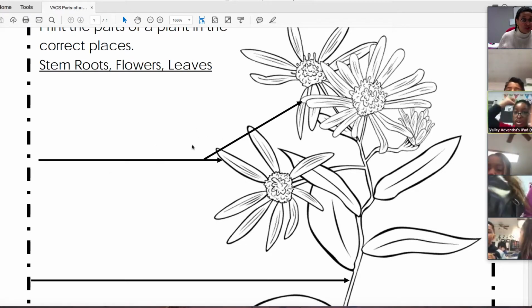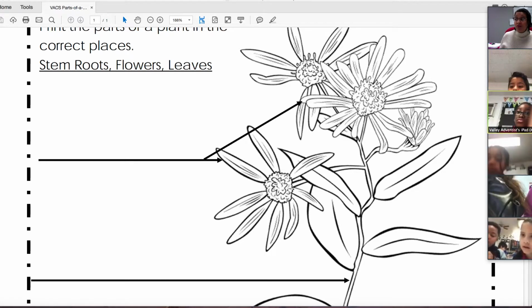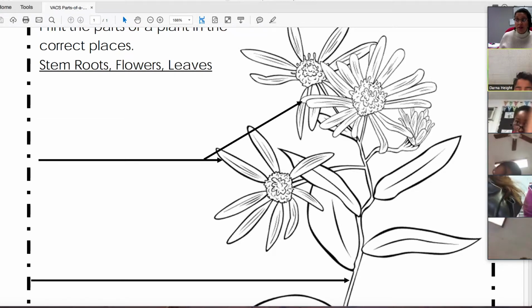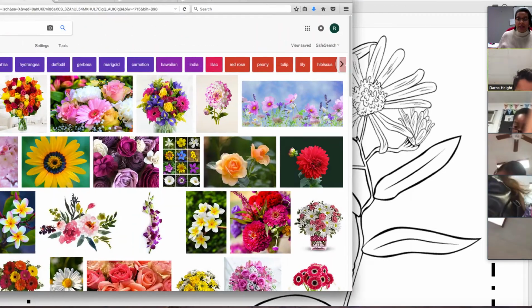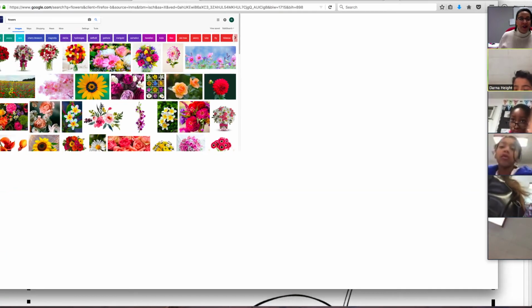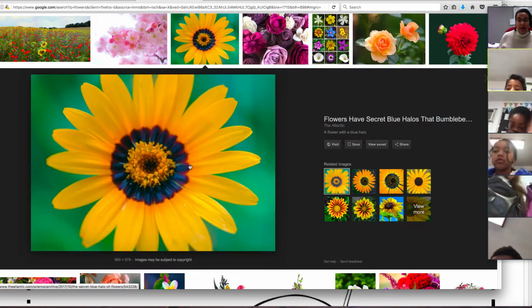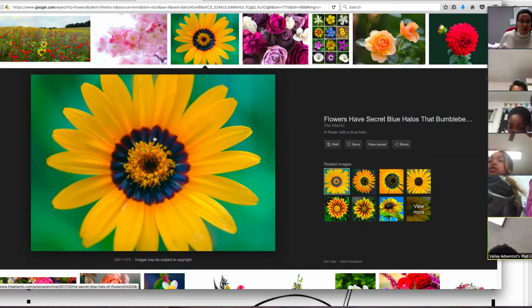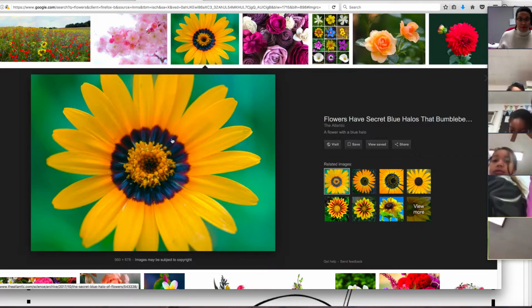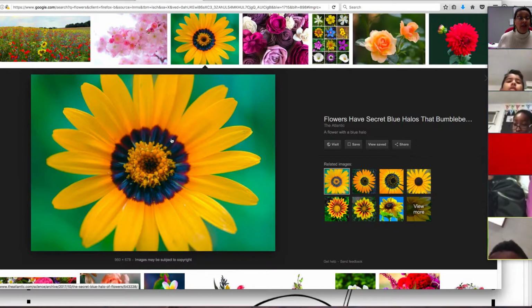Good. Flowers, very good. And flowers are very important parts of the plant. This is a bunch of images of flowers, different ones, and I'm going to pick up this one. Isn't that pretty? Yellow here on the outside, and then you see this dark ring of color here, and then more bright yellow. So flowers often attract what are called pollinators, right?